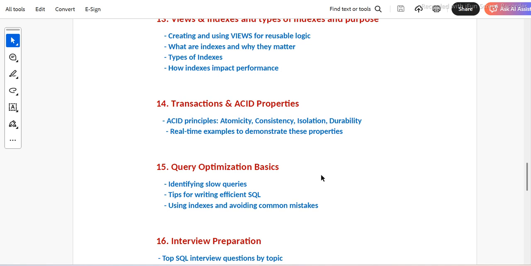We are going to understand the different tips on how we can write efficient queries, and that is the whole purpose of the entire database: to make sure you are able to fetch the data at a much faster speed, using indexes, avoiding common mistakes, etc. That's what we are going to talk about in query optimization basics, in length.